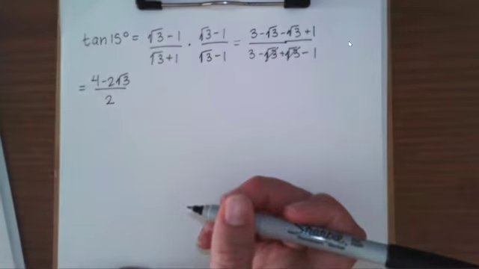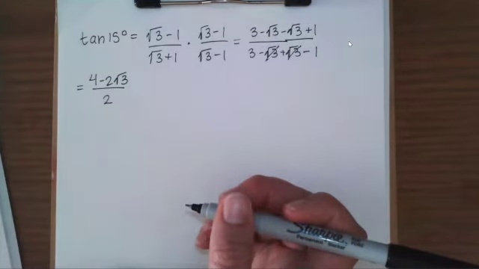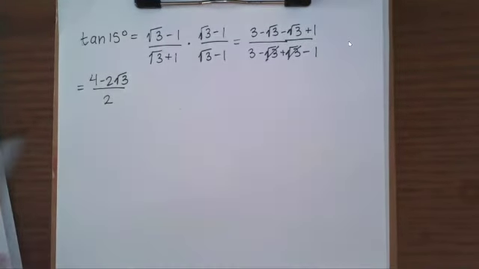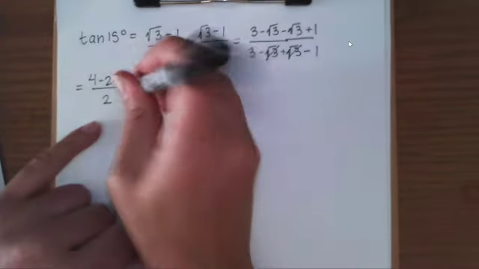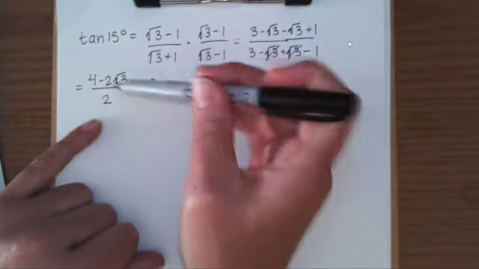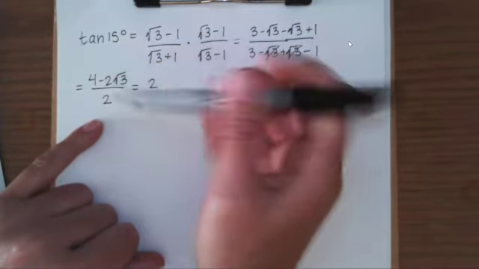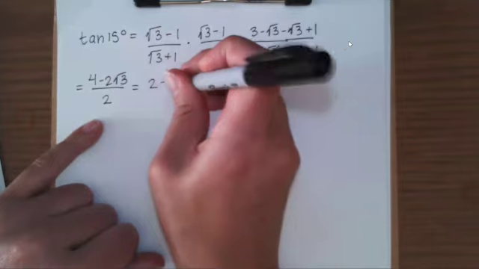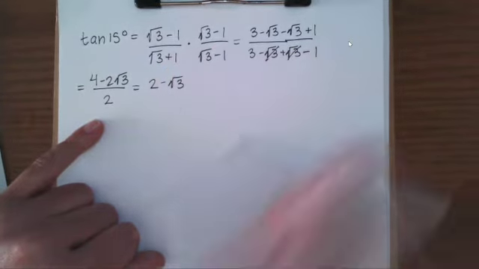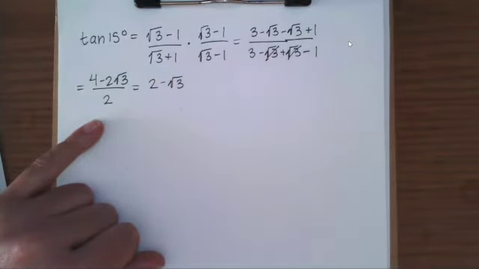The last thing we need to do here is reduce our fraction or simplify. To reduce this fraction, I'm going to distribute this divided by 2 to both of these terms. 4 divided by 2 is 2, and then minus 2 root 3 divided by 2 is just going to be minus root 3. So our final answer here is going to be 2 minus root 3.